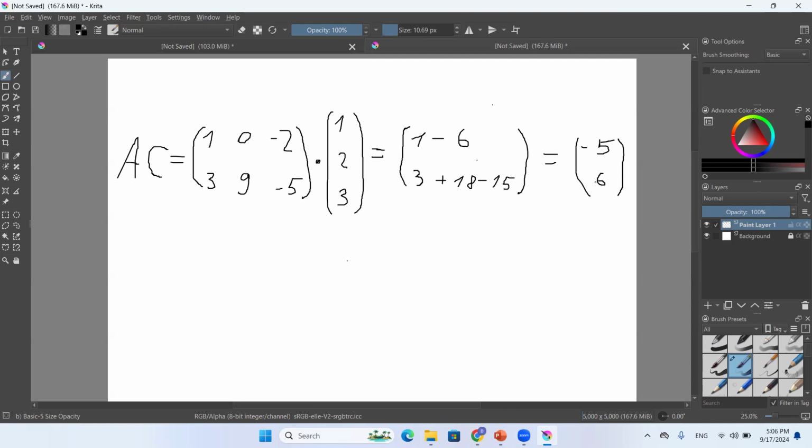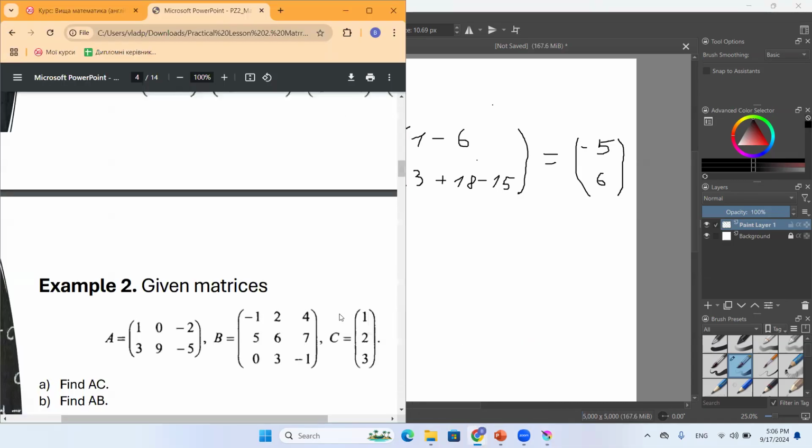And now let's solve the next exercise, part B. So A multiply B. Let's solve it on your own now. Adrian, are you ready, right? Yes. Well, okay, let's give a few minutes for everyone to solve, and then we will continue.